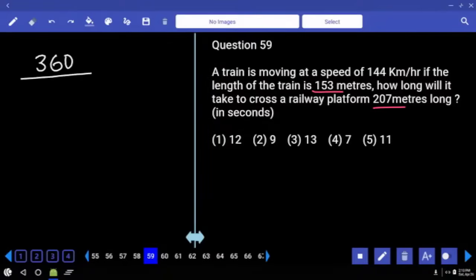Distance by speed. Speed is 144 kilometers per hour, but the numerator value is in meters. The answer should be in seconds. You must convert kilometers per hour to meters per second using 5 by 18. 18 comes to the numerator. Correct. After writing the final step, stop. The 9 multiple gets cancelled. Still you have a 9 multiple. Come on, the answer must be a multiple of 9. How many options are there? Done.